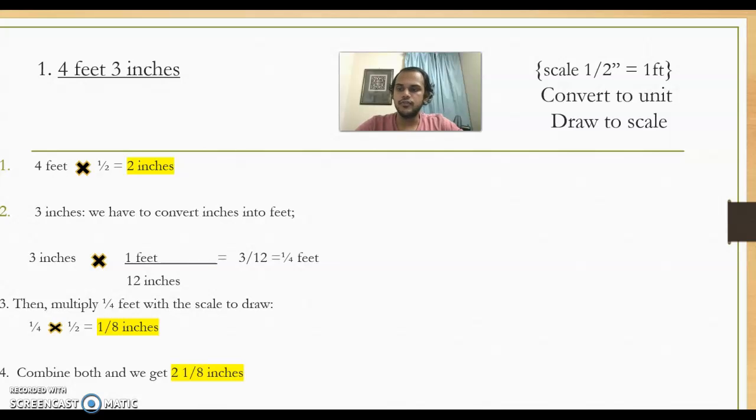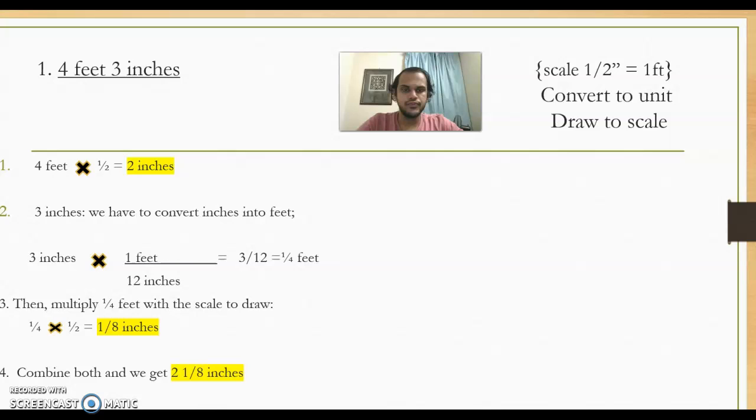Now, once we do that, 4 feet into 1 upon 2 gives you 2 inches. Highlight the answer, because we will be using that later on. Then comes the second part of the question, which is 3 inches. Now we have to convert the 3 inches into feet. So 3 inches into 1 feet upon 12 inches.